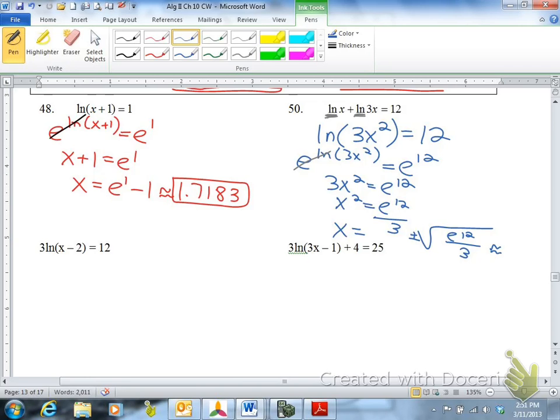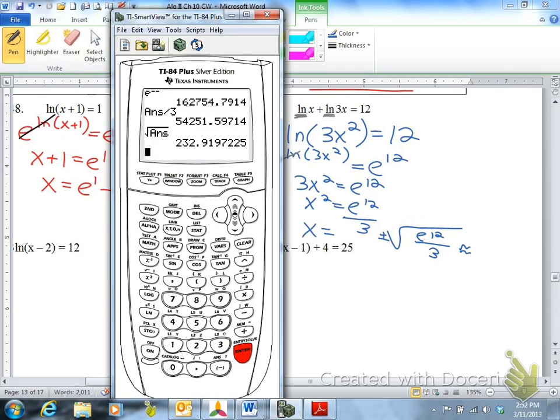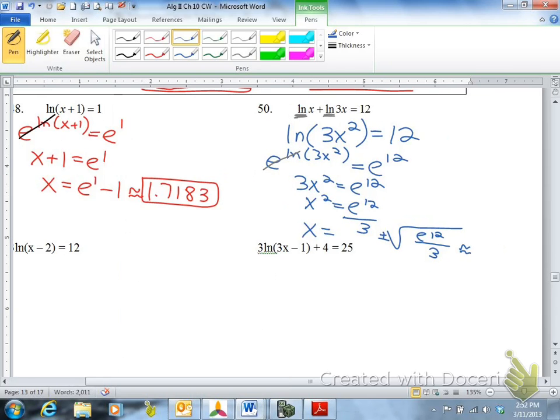And then you use your calculator. So see if you can use your calculator to get that answer. The answer you should get is 232.9197. And that's plus or minus, but you can't take ln of a negative number right here. So the only answer would be 232.9197. Just the positive one, not the negative one.